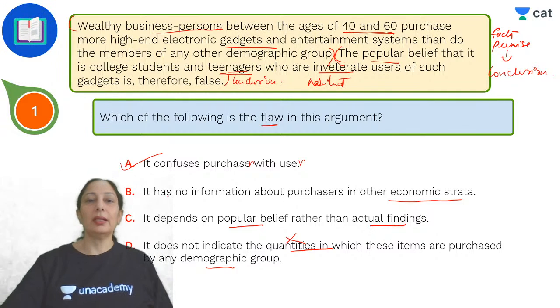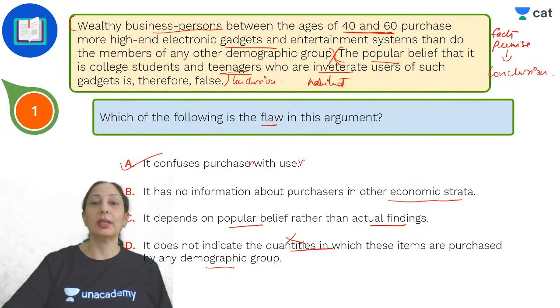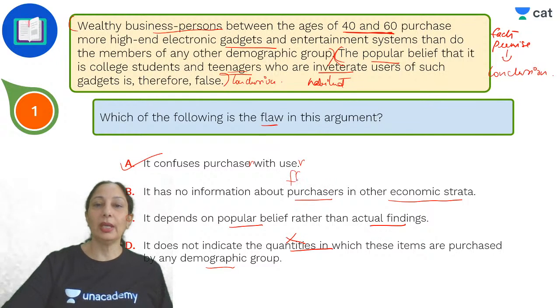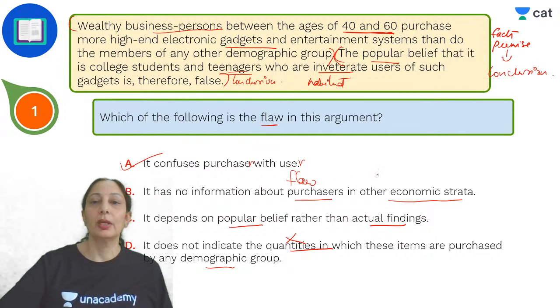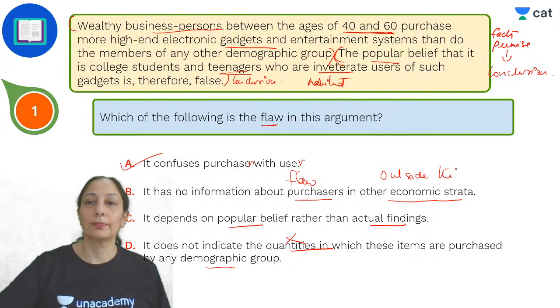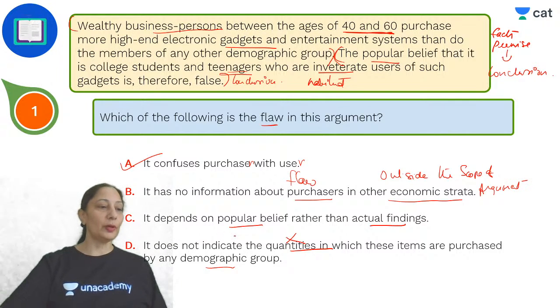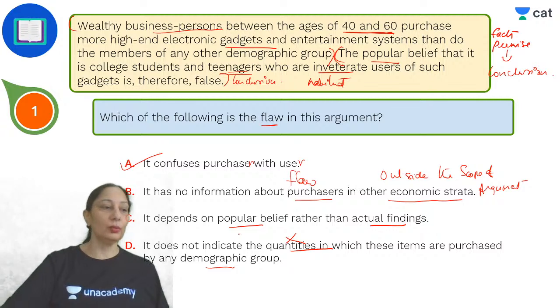Abhinav, saying that it has no information about purchasers in other economic strata is only asking you for data, but it's not bringing out the flaw. We have to answer the question of the flaw. So why should we compare with other economic data? We have to remain within the scope of the argument. So this is outside the scope of the argument. Yes, it is outside the scope of the argument. Do you understand now?